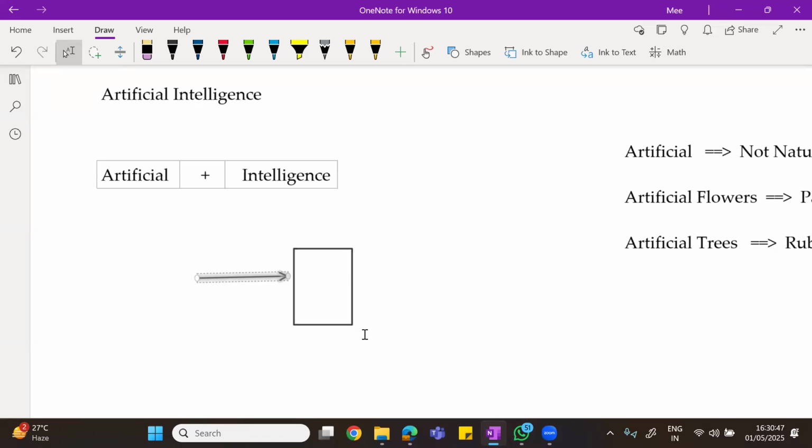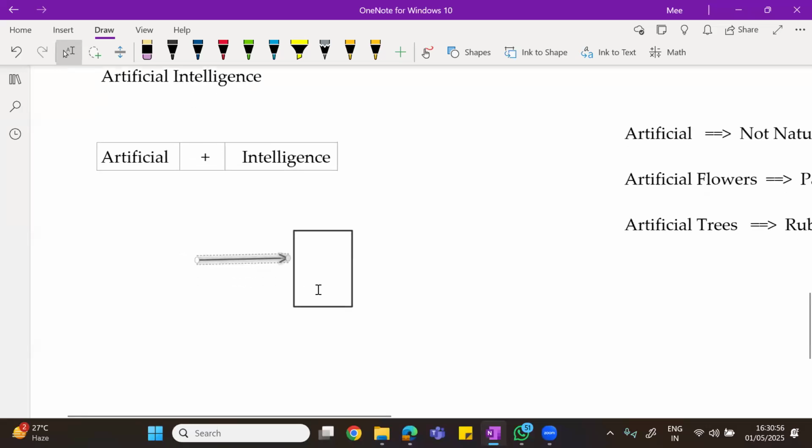So if there is an artificial version, definitely there should be a natural version. Now, here I am saying artificial intelligence. That means what is natural intelligence? Natural intelligence is we humans. We humans are naturally intelligent. And artificial intelligence means we are putting the intelligence into the machines artificially. See, natural intelligence is human. Just now I told you. This is the human. He is naturally intelligent.